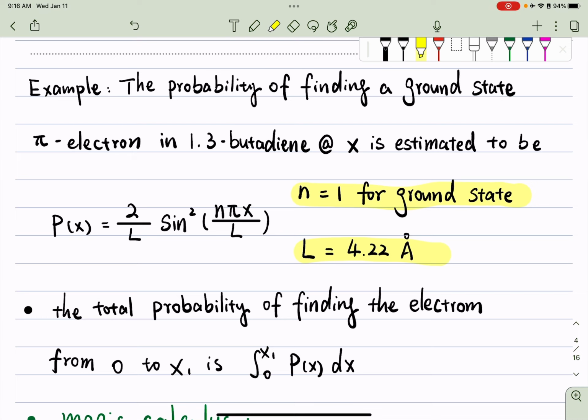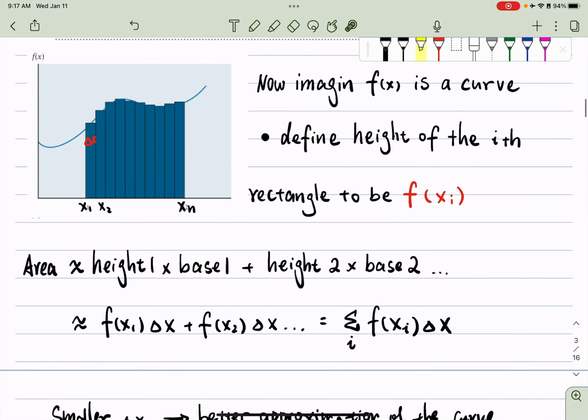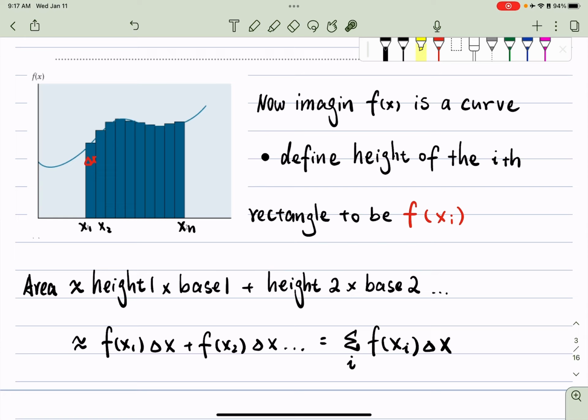So, by quantum mechanics, we know that the total probability of finding the electron from 0 to x1 can be given using the integral here. What we're doing is a probability, right? It's a probability curve. We're taking the integral from 0 to x1, and that integral over the probability curve gives you the total probability of finding the electron in that region. So it's the same idea. You can imagine this as a probability curve, and the area below it gives you the probability of finding that electron somewhere along that line.